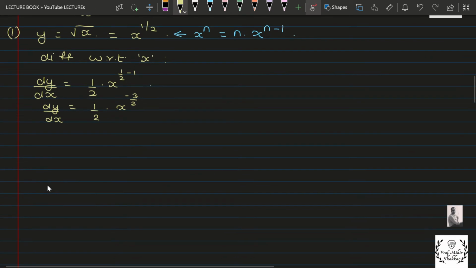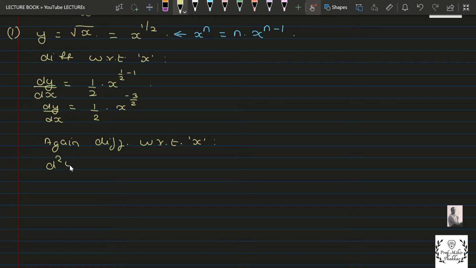But because we want to find the second order derivative, we will say over here, again differentiate with respect to x. Derivative of dy by dx is d square y by dx square. This 1 by 2 is the coefficient, so we'll leave this 1 by 2 over here as it is.